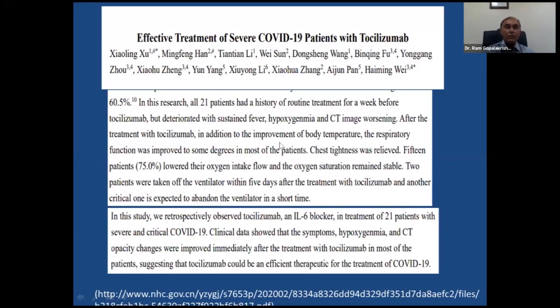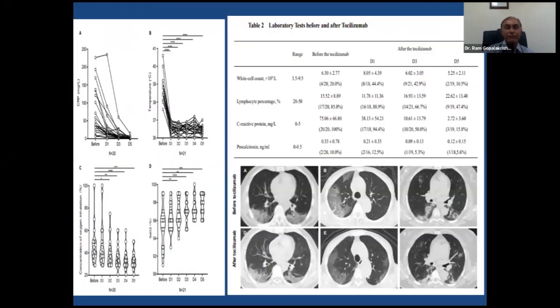What is the experience with Tocilizumab? Again, this is a preprint, not peer-reviewed literature. 21 patients who got this drug seem to get better, both clinically as well as CT-wise. These are just some images from that paper, and also showing that things like CRP, temperature, FiO2 got better. However, again, there were no controls. This is just a case series. And again, this is not peer-reviewed literature.